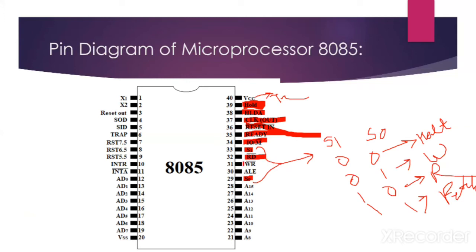Next pin is WR, that is write. This is a write control signal. This is also active low signal. This signal indicates that the data on data bus are to be written into selected memory or input output locations. It is also tri-stated during hold and halt state.